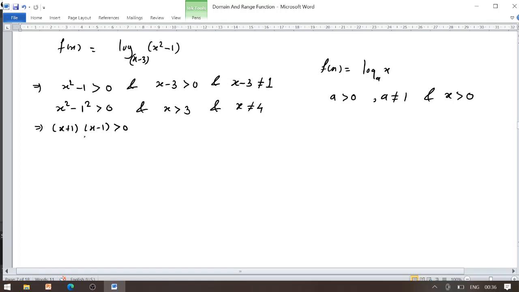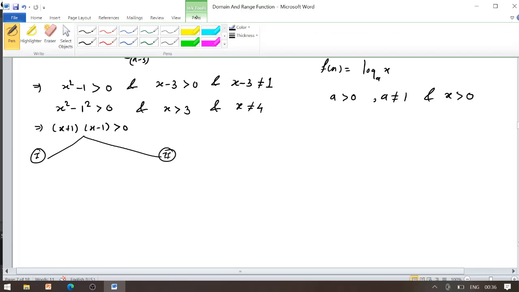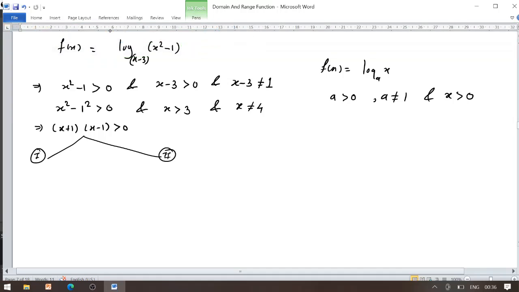So as per that, there are again two cases. Case number one: both brackets have a positive sign under the multiplication, plus plus becomes plus. And once both brackets have a negative sign under the multiplication, minus minus becomes plus. So in the first case both are greater than 0, and in the second case both are less than 0.